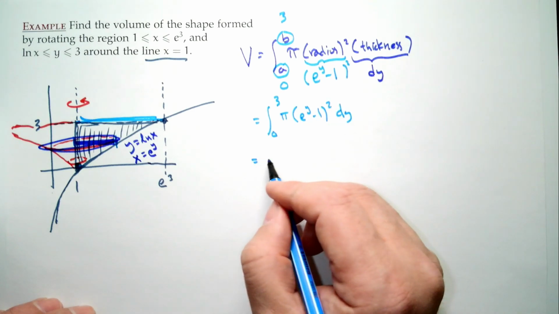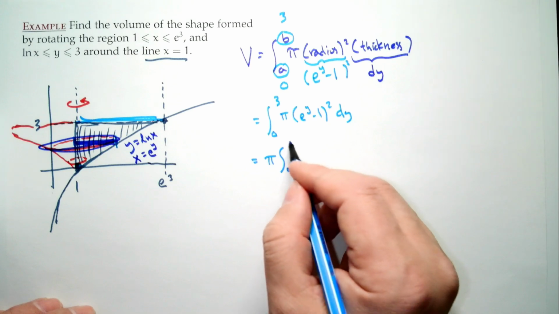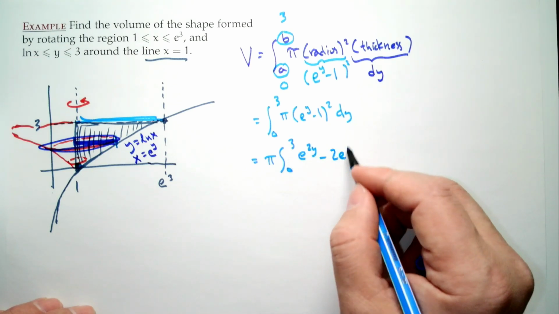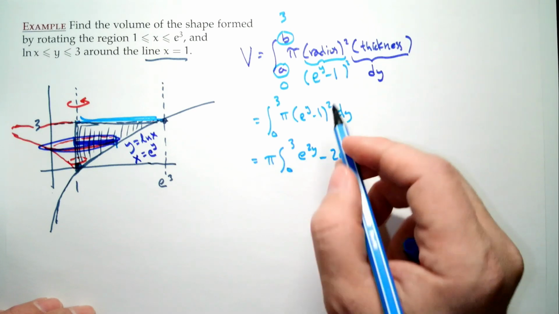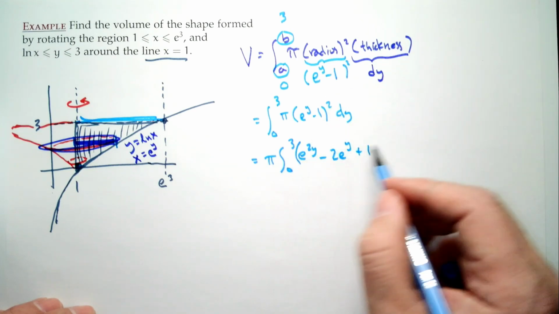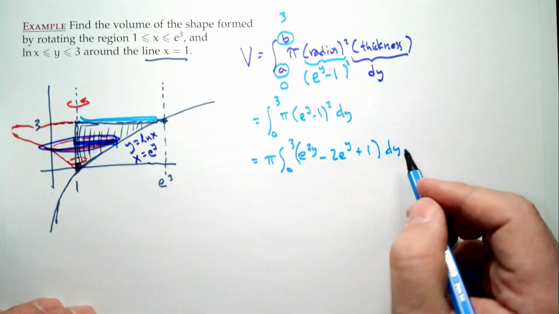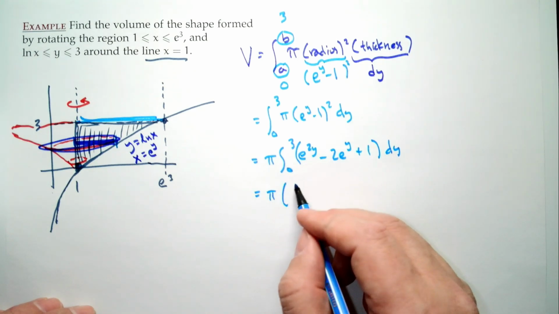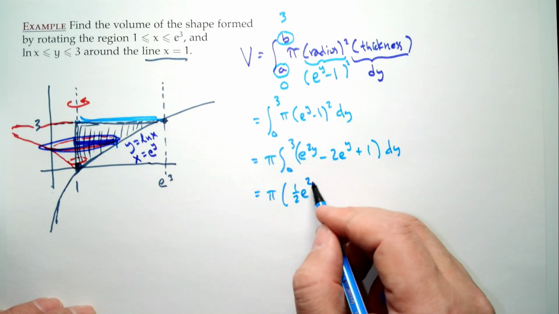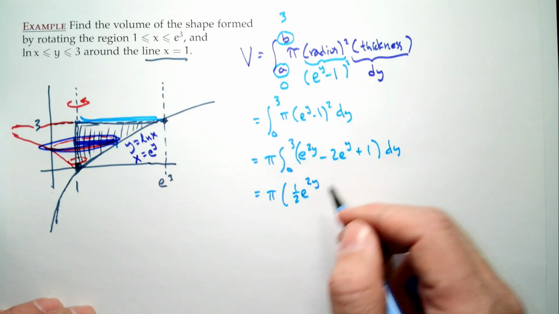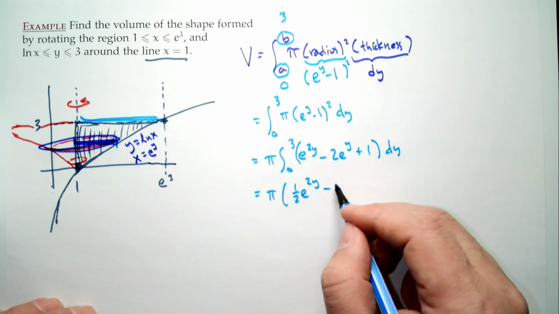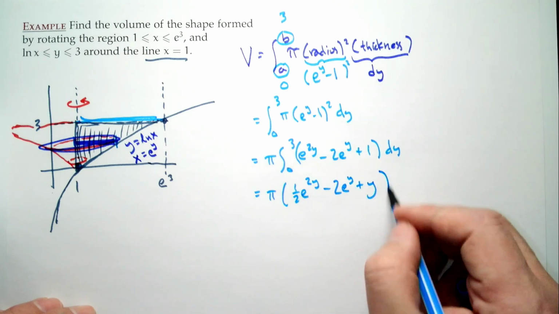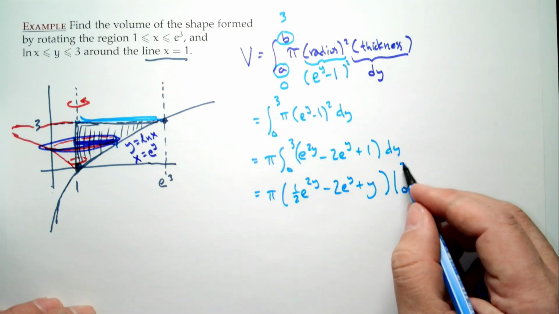And now from here, not really many surprises. So I do have one more idea, so I'll walk through it really quickly. Whenever you have something squared, usually the best thing to do is just to square it. So you multiply it out. Then each part is something which is easy to do, at least relatively speaking. So the integral of e to the 2y, that's 1/2 e to the 2y, then minus 2 e to the y plus y. And you evaluate from 0 to 3.